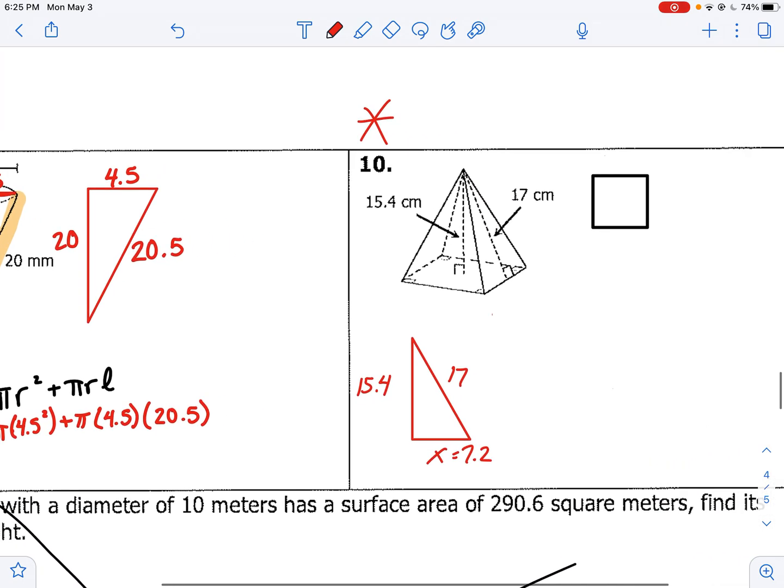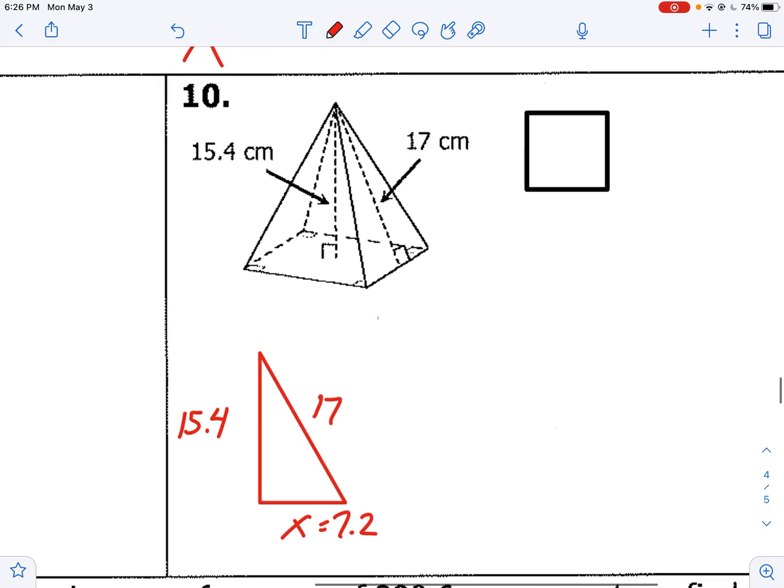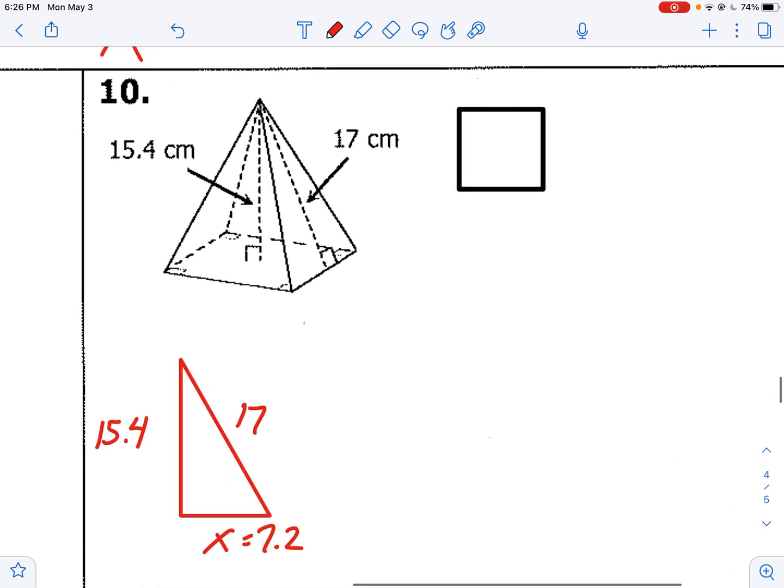All right, now let's look at 10. Once you have that information, what do you do with it? So let's say I used this right triangle to find a side length. I have my lateral slant height, I have my regular old height from the top of the pyramid down to the base, and I need to find that side length. Same idea, just your Pythagorean theorem, but what do I do with that information now? So this is 7.2.